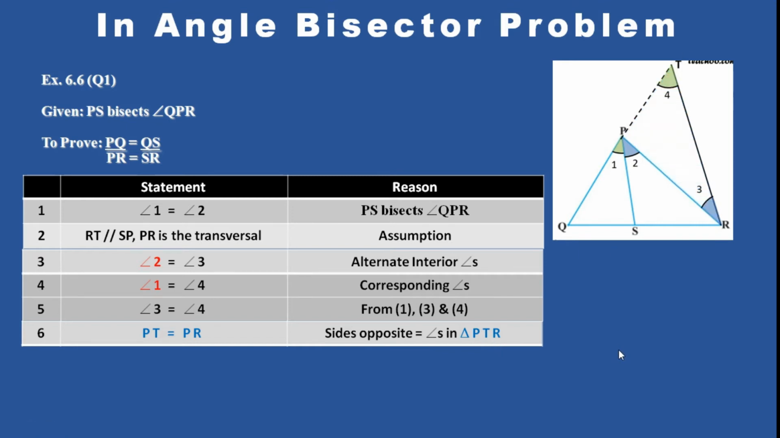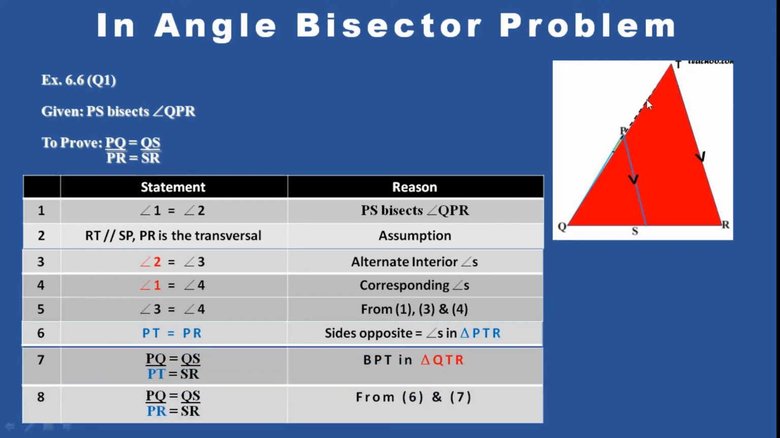Now, an interesting thing happens here. If I consider the entire triangle TQR, we know that PS is parallel to TR according to our assumption. If PS is parallel to TR, then we can apply BPT in this red triangle. According to BPT in this triangle, we have PQ upon PT is equal to QS upon SR. So we have this statement number 7 from BPT in triangle QTR.